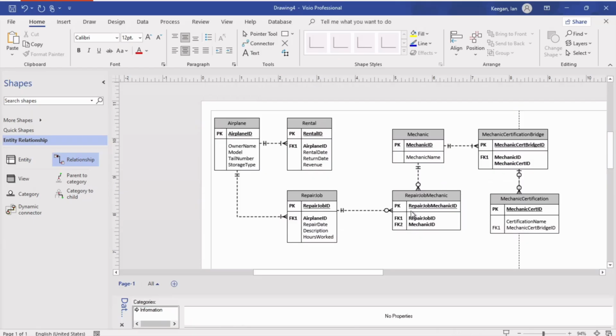And then next we'll go over repair job mechanic. Basically the repair job mechanic ID is the primary key, and it references repair job ID and mechanic ID. And so this basically stores the mechanics.